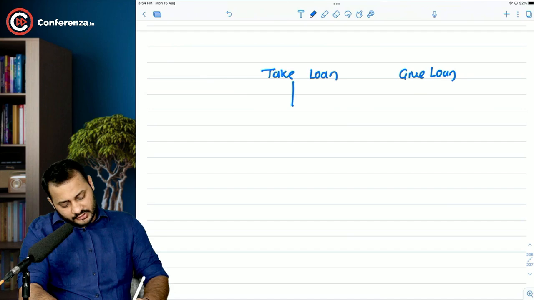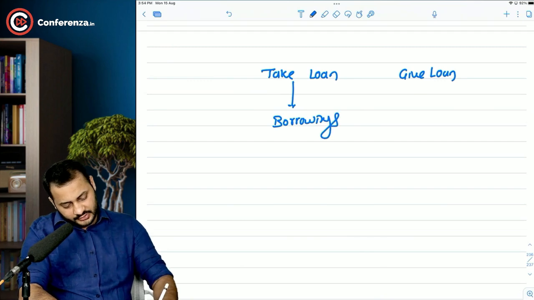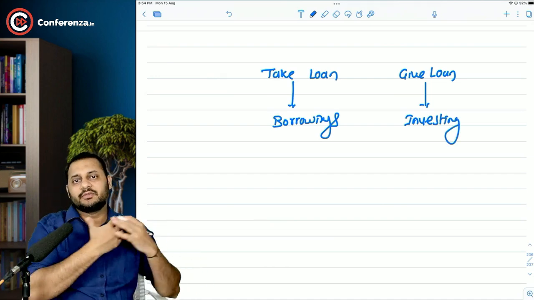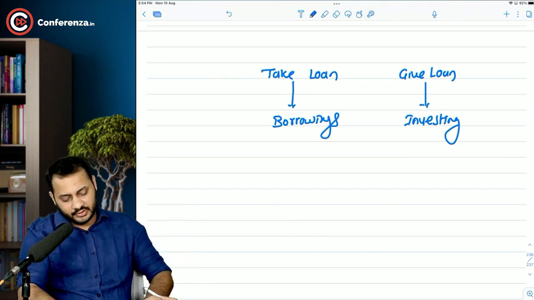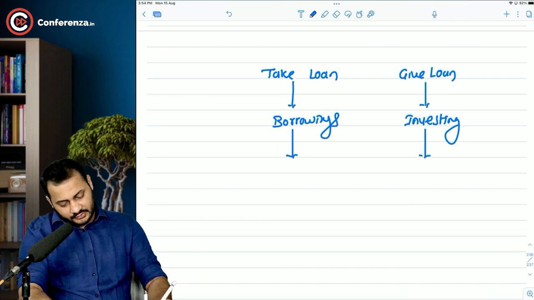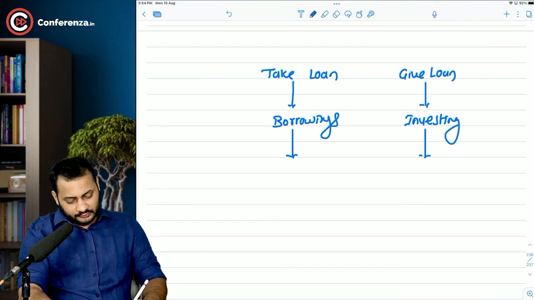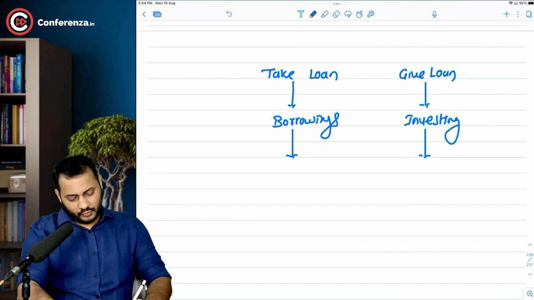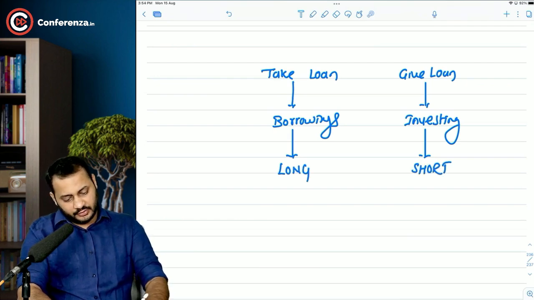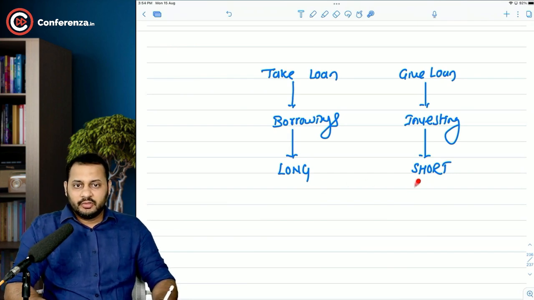Taking a loan means we want to borrow money, borrowings. Giving a loan means that we are investing somewhere. If we give a loan to someone else, that means we are investing, and the other person is the borrower in that case. And in case of borrowings, we use the word long, and this will be short. I will tell you. So long and short words will be used for the loan.